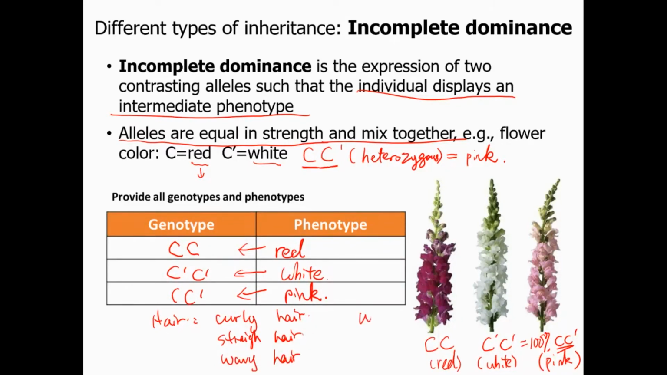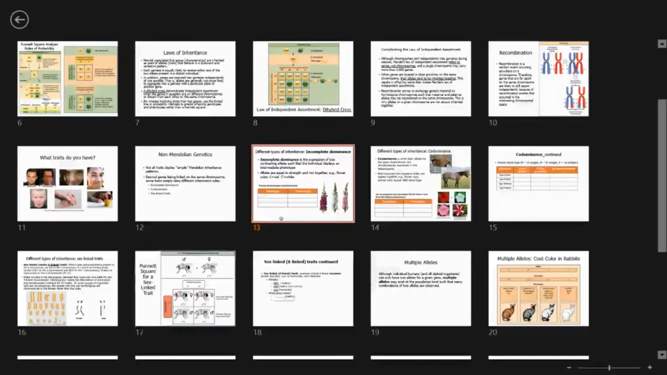So if we use big W and little w for the different alleles, if I say a curly hair person and a straight hair person, oh, there's a T missing there, have children, what would be their child's genotype and phenotype? Okay, so curly hair, straight hair, cross, and what will be their genotype and phenotype? And I'm going to tell you that in this case, it follows incomplete dominance.